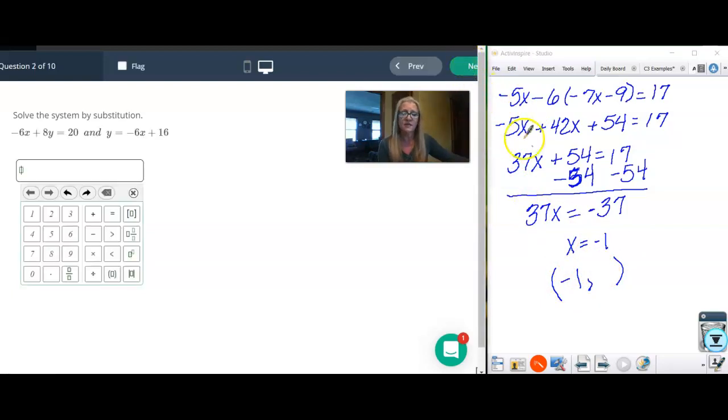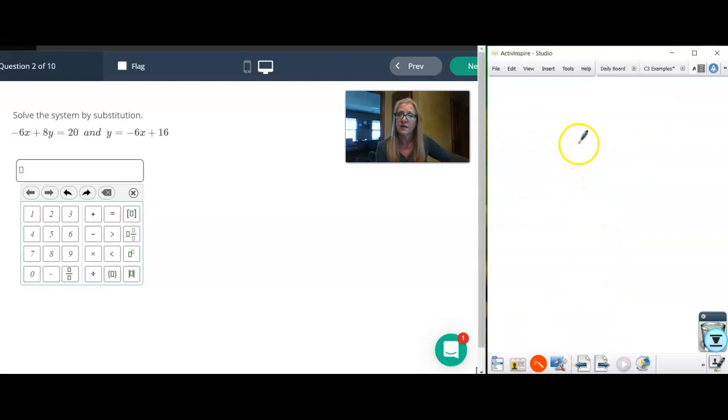This one is very similar to the first one. Let me get a fresh page here. We again have one equation solved for y, so you would set this one up the same way. You would go negative 6x plus 8, substitute negative 6x plus 16 equals 20. Okay. Distribute is your second step.